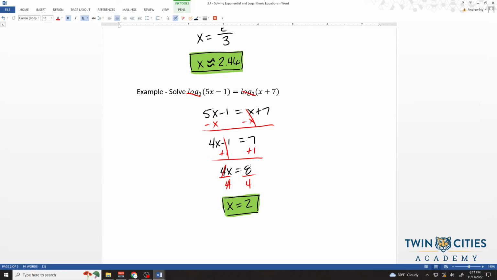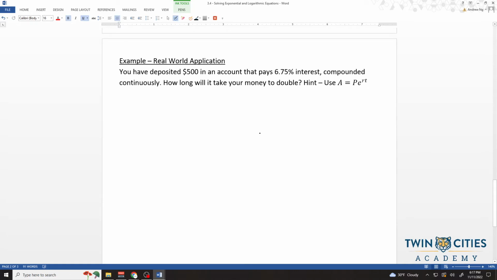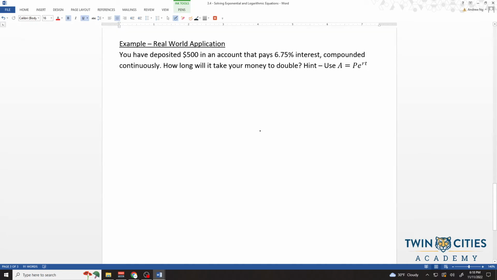All right, so this is great and all, but how could we use this outside of just doing random logarithms and exponents? What's an application for this? Well, how about this? Let's say you've deposited $500 in an account and it pays 6.75% interest. That's pretty good interest. It's compounded continuously. How long will it take your money to double?